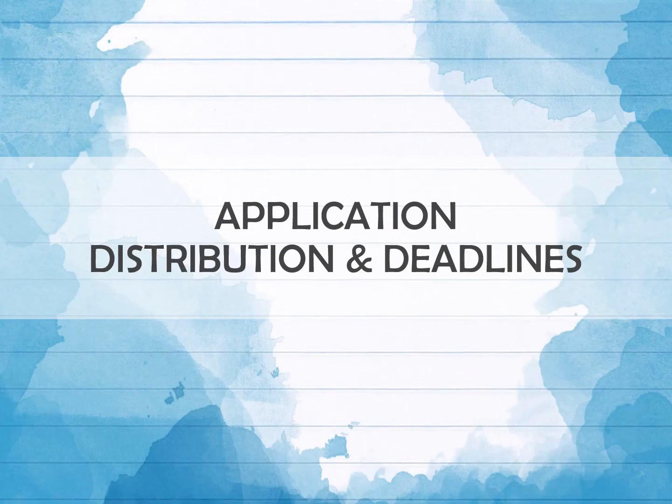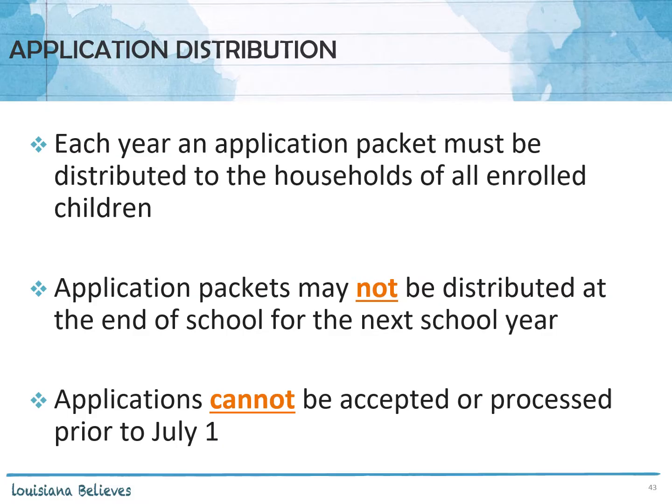Next, we will discuss application, distribution, and deadlines. As discussed in the Key Requirements section, each year an application packet must be distributed to the households of all enrolled children. The application packets may not be distributed at the end of the school year for the next school year, and applications cannot be accepted or processed prior to July 1st.